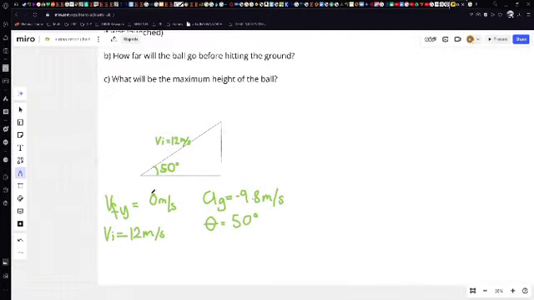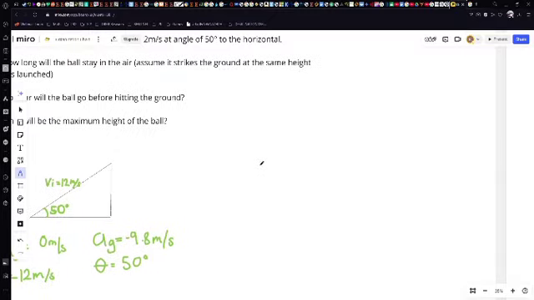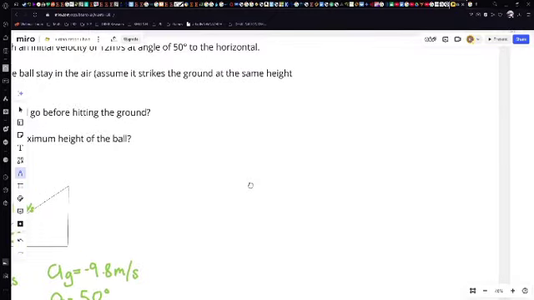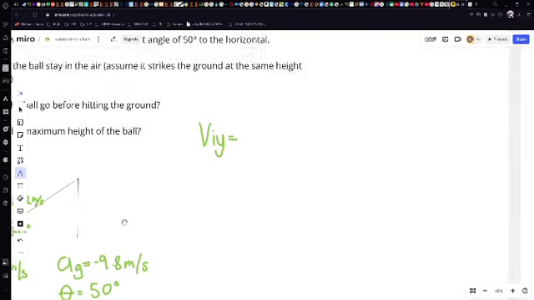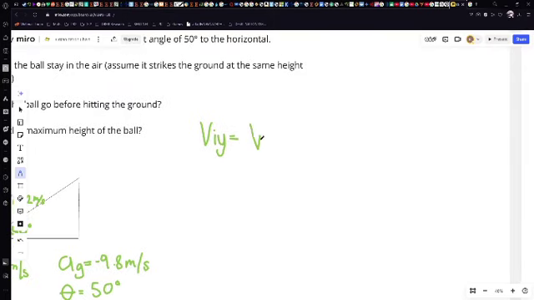Vfy is zero, as all things that reach maximum height go to zero. Initial velocity is 12 meters per second, gravity is negative 9.8, and our angle is 50 degrees. So to start off, we have to find the Viy component. We can do this by following the formula Viy equals Vi, which is the given, 12, times sine theta. Now we just replace the variables.